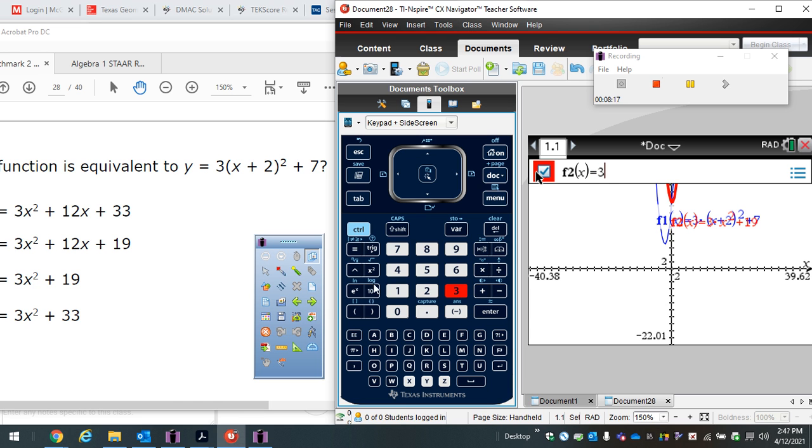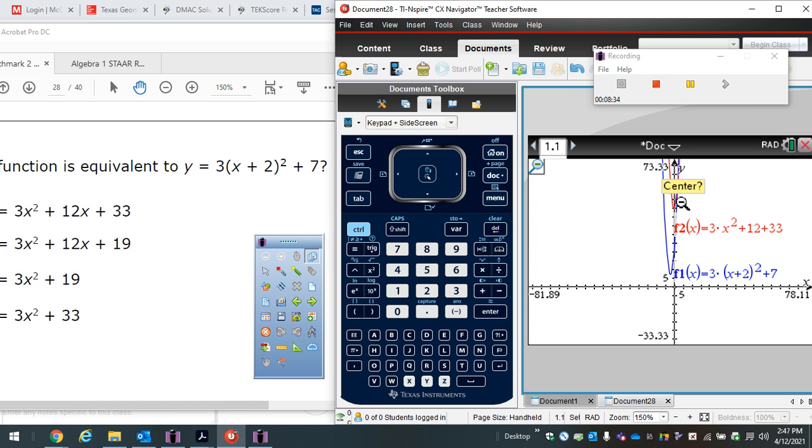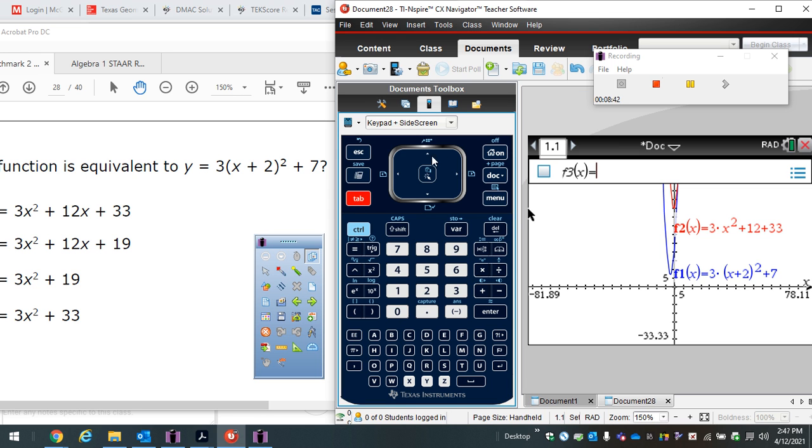No way. So I'm going to try the next one real quick. 3x squared plus 12x plus 33. Oh, wait, I haven't even tried the first one. Okay, that one is somewhere else. Way up there. So that's not it either. I'm going to tab, go up, and change it to the next one.